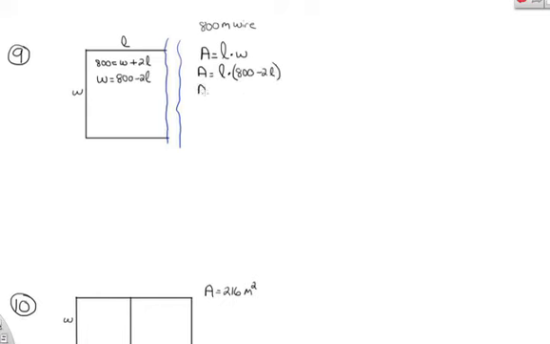Distribute the L. Area equals negative 2L squared plus 800L. Alright, so we'll stop here at number 9, and we'll pick up again modeling most of the rest of the equations with the next video.